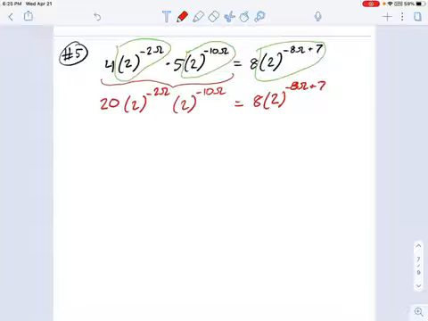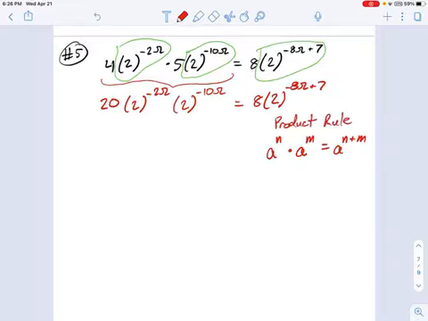Well, let's keep focusing on the left side. Remember, when you have exponents, this is a property of exponents: a to the m times a to the n equals a to the n plus m. This is called the product rule of exponents. Well, we're going to use that over here.